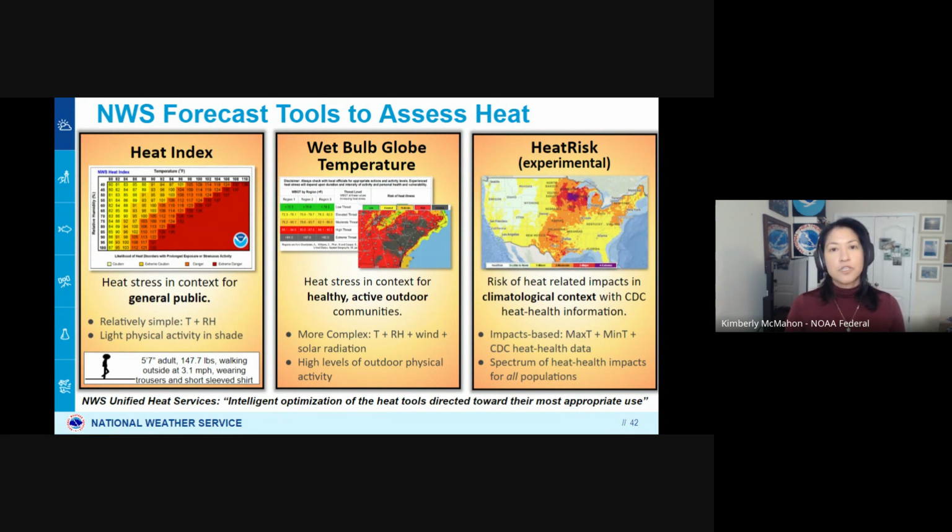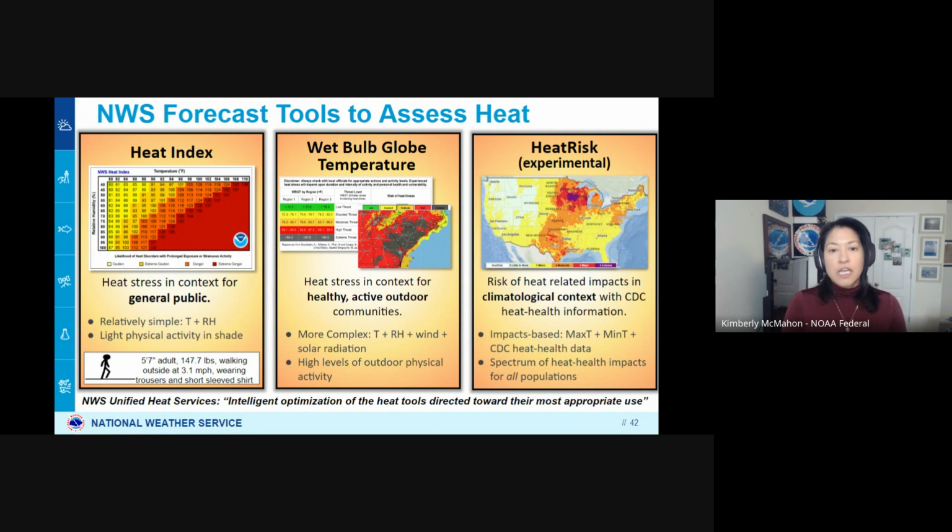So all of these tools should and can help inform you and your partners on how to communicate heat, be it social media posts or IDSS briefings or watch warning decision making. So each of these 3 tools plays an important role in communicating heat, as do maximum and minimum temperatures. And adding heat risk into the toolbox is just part of our unified heat strategy for Weather Service, with the specific focus of intelligent optimization of heat tools directed towards their most appropriate use.